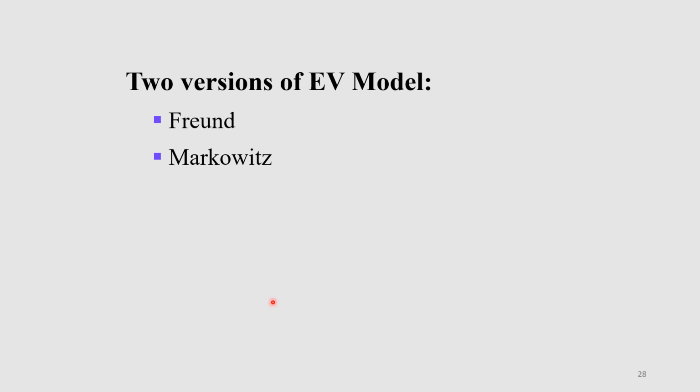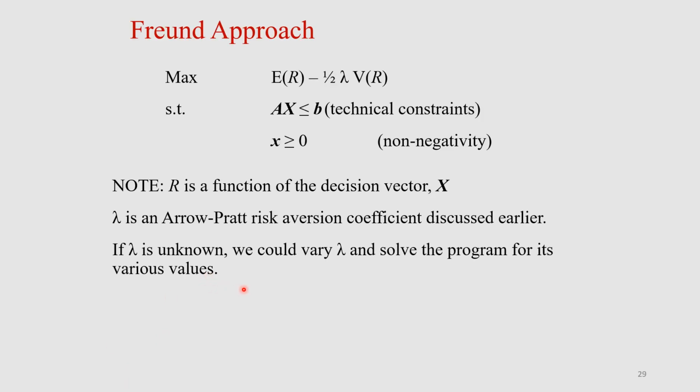Now there are two versions of the mean variance model, one by Freund and one by Markowitz. We're just going to look at those. The Freund approach is to maximize expected returns minus 1/2 times this risk aversion coefficient times the variance, subject to technical constraints and a non-negativity constraint that all activities have to be greater than 0. So think of these as technical constraints, and then X might be your choice of what to plant on what acres.